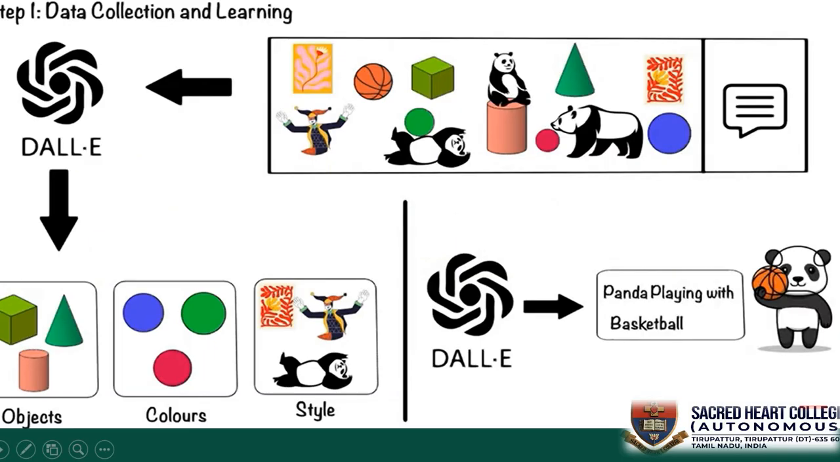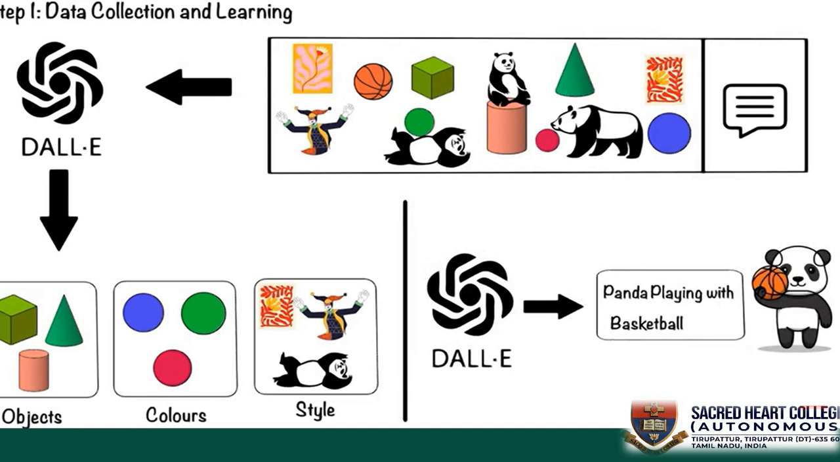Okay, here we have step one, data collection and learning. The first step in this process is data collection and learning. AI needs to be trained on a large data set, which is given out here with multiple images and text descriptions. Here you can see that DALL-E is learning from different types of images such as pandas, basketballs, geometric shapes, abstract art, and even different styles.